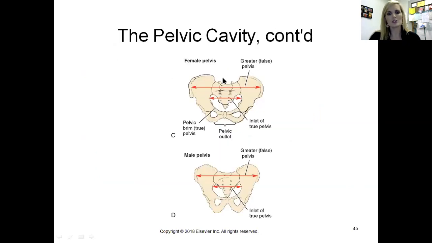Okay. And then just to show you guys, there is a slight difference in the pelvic girdle between a man and a woman. A female pelvis, you can see, is a little bit wider. The ilium is a little bit wider. And then the opening is a little bit more open. That pelvic outlet, you can see, is a little bit wider as well. And that is simply because of the female responsibility of being able to birth a child.